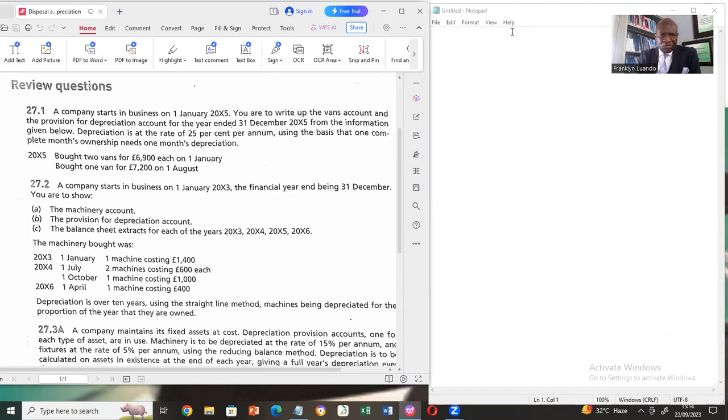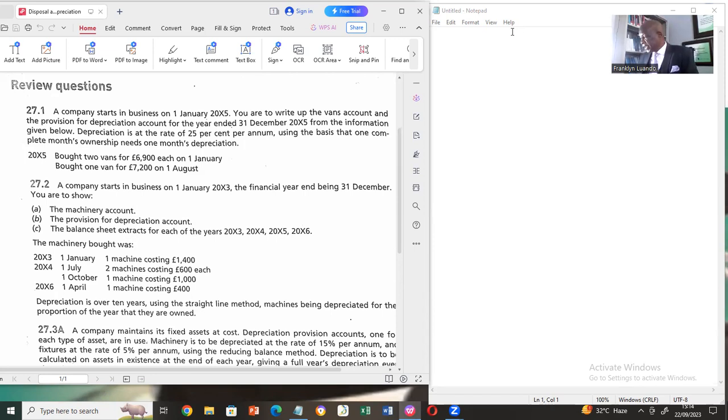Depreciation is at a rate of 25% per annum, using the basis that one complete month's ownership needs 1 month. So here the company is using depreciation for each month of ownership. And this is the straight line method on cost, because that is the information that is available.